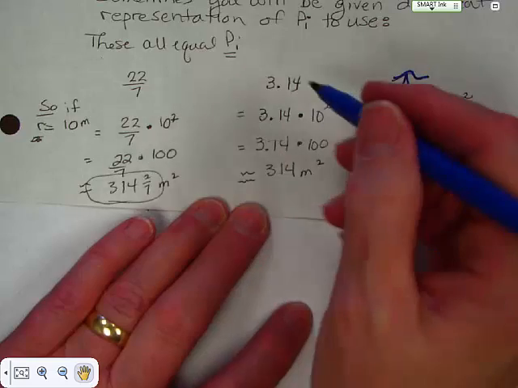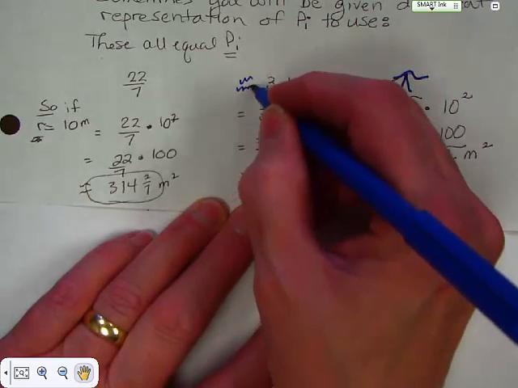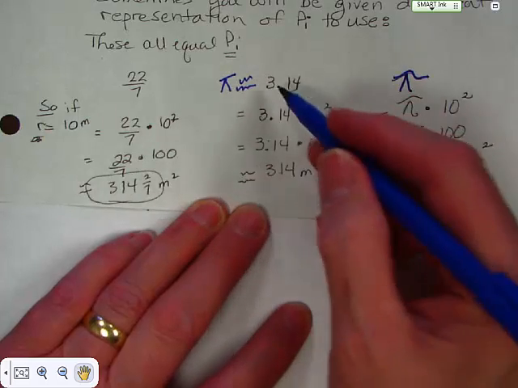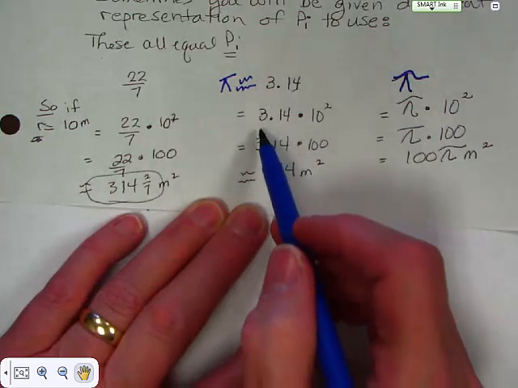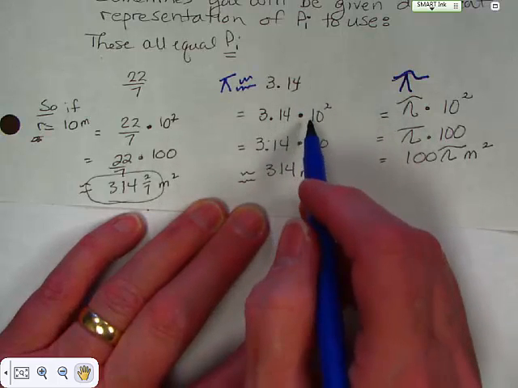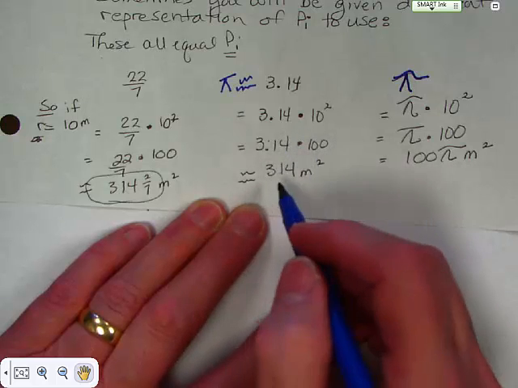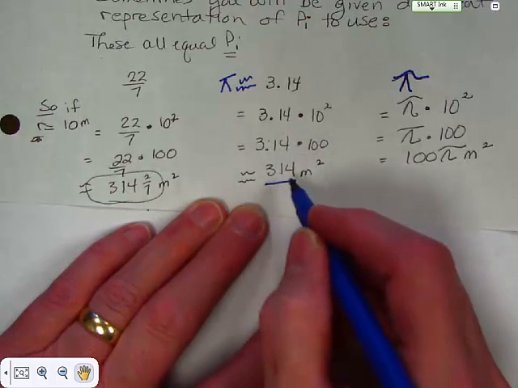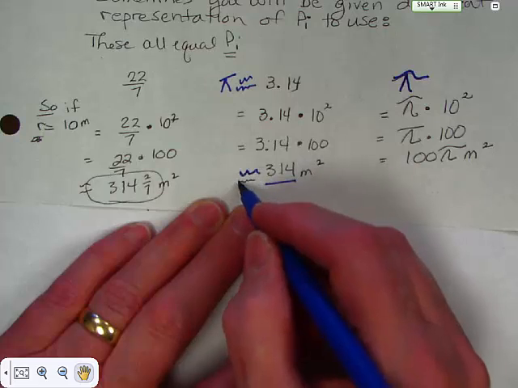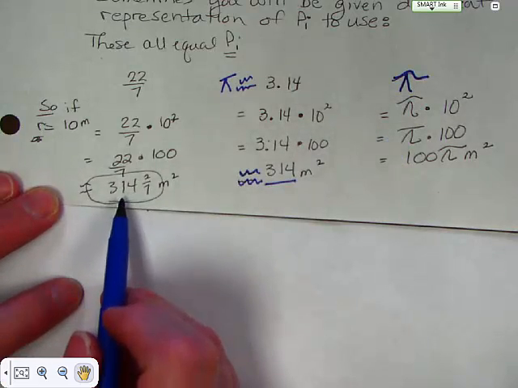Okay. Over here, we're going to use 3.14. And remember, that is an approximation for pi, 3.14. So we're going to multiply 3.14 times 10 squared, because remember, 10 is the radius. So 3.14 times 100, and you end up with 314. And that answer is definitely an approximation, but it is very close to 314 and 2/7.